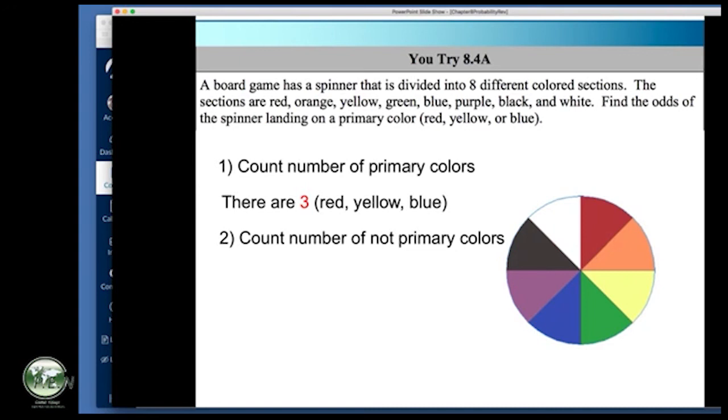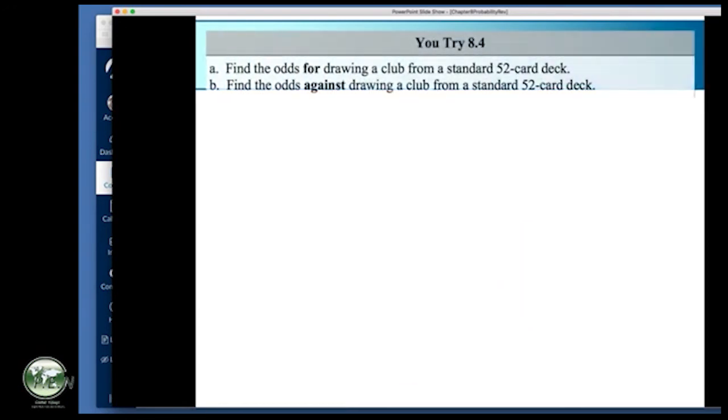Sorry. What's the number of non-primary colors? There's 5. Good thing I have this outline for me to follow through. So there's 5 that are not primary. So when we deal with odds, it's number for and number against. So make the odds 3 to 5. Okay, 3 to 5, or 3 over 5. But don't make it into a percentage or a decimal, because that makes it a probability. Okay, so that tricks you. We'll be doing both. Just make sure you follow through on those.